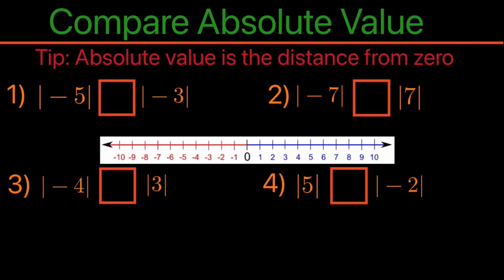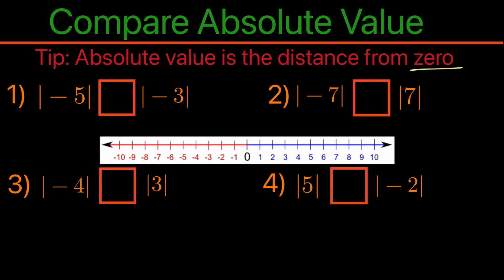In this video, I'll be going over how to compare absolute value. To compare absolute value, we need to first know what an absolute value is. An absolute value is the distance from 0. And another way is to simply take any number within the absolute value and convert it to a positive number.